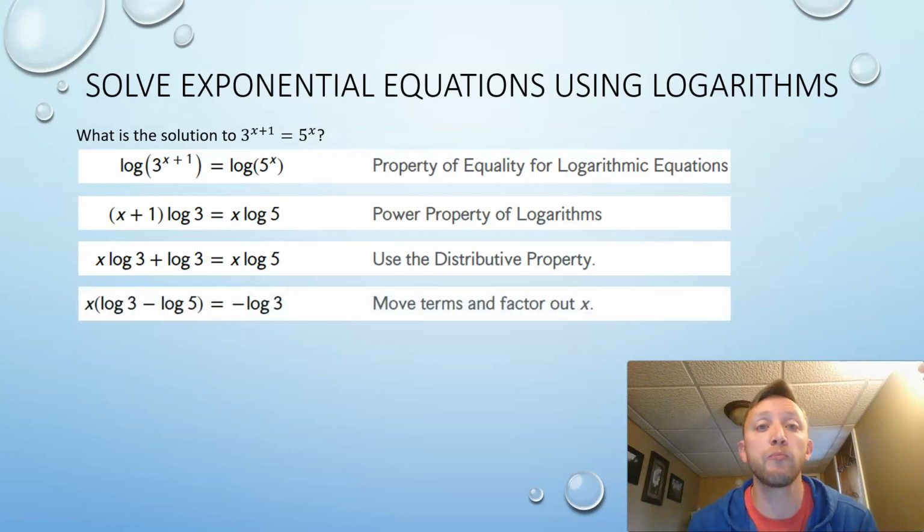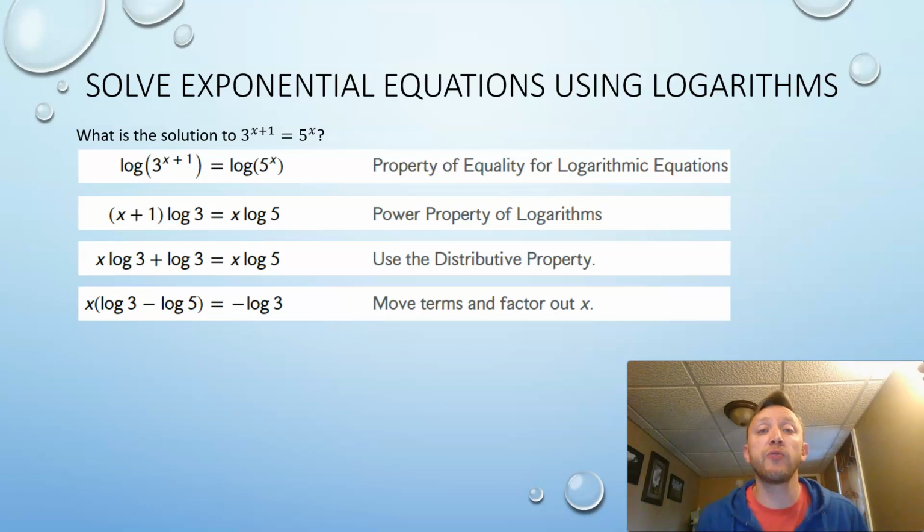Well, now we're going to combine like terms. So they combine 2 steps here in 1. So let's look at what they did here. On the right side, we have x log of 5. And on the left side, we have x log of 3, along with just a plain old log of 3. Well, what they did is they subtracted x log of 5 from both sides.